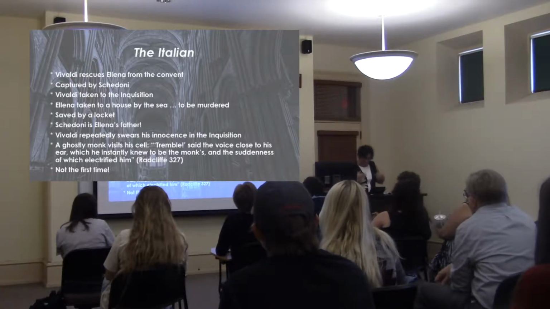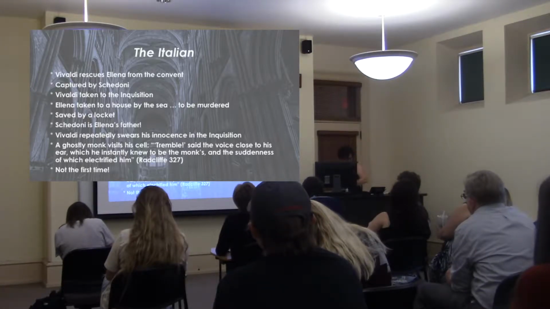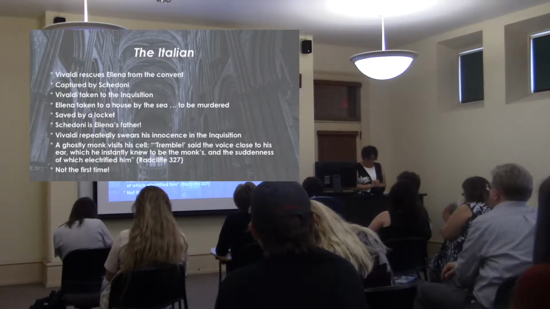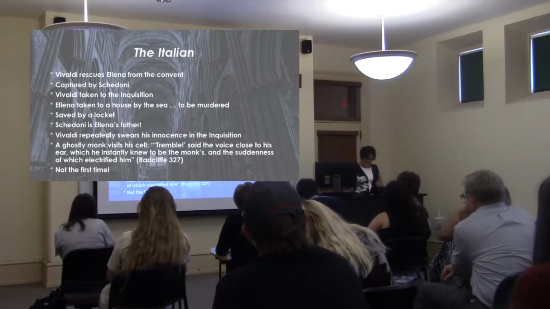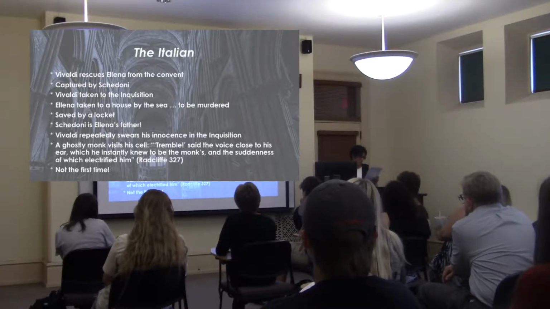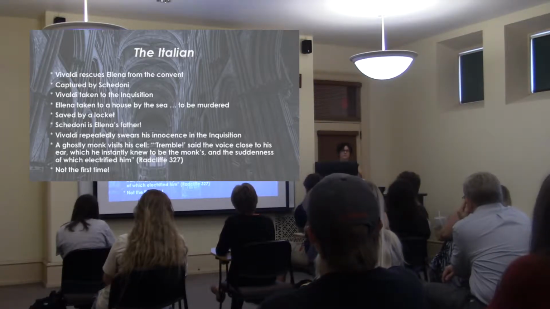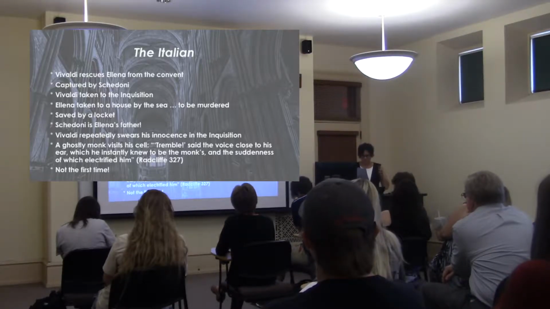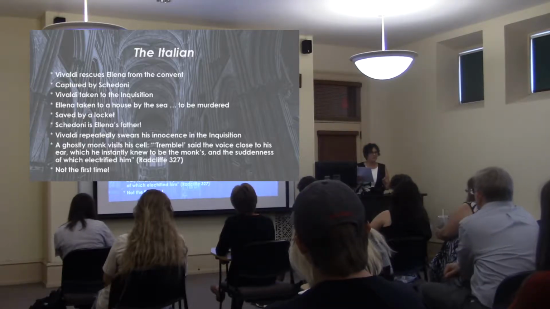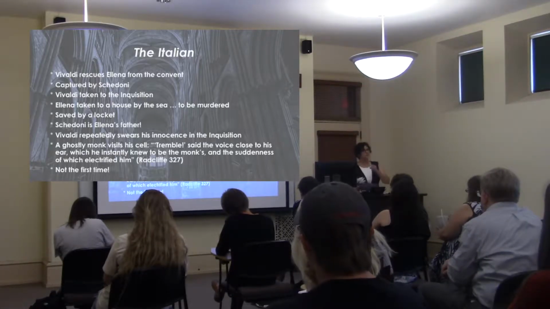Back at the Inquisition, Vivaldi's suffering a very different fate. He's being repeatedly dragged before the tribunal. He's repeatedly declaring his innocence, and finally, he's visited by a mysterious monk who glides through walls and appears and disappears without warning. "Tremble," said the voice close to his ear, which he instantly knew to be the monk's, the suddenness of which electrified him. Yes, this is the very same monk who accosted him in the ruins near the abbey and issued a dire warning to stay away from Elena. "Go not to the Villa Altieri," it solemnly said, "for death is in the house." So in the Inquisition, this ghost monk gives Vivaldi information to free him.